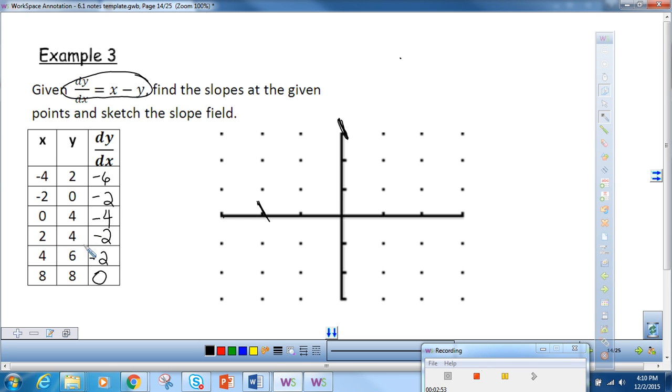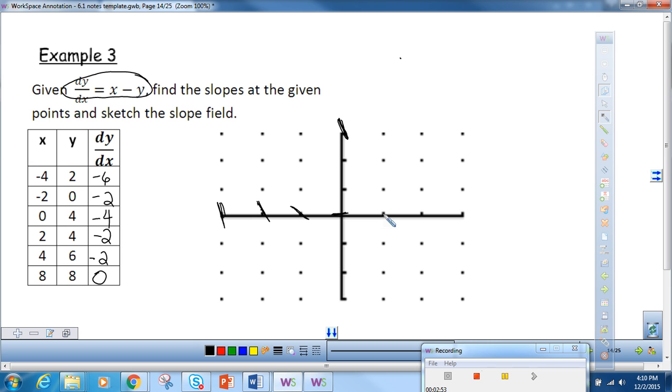I can't do 2 and 4. I can't do any of these. I don't even know why I chose those numbers. Let's just choose some points here. When x is -3 and y is 0, I get -3. So this was -2, so this is going to be slightly steeper. When x is -1 and y is 0, I get -1, so that's going to be about 45 degrees, so it's going to look like that. When x is 0 and y is 0, I get 0, so that would look like that, just a slope of 0.